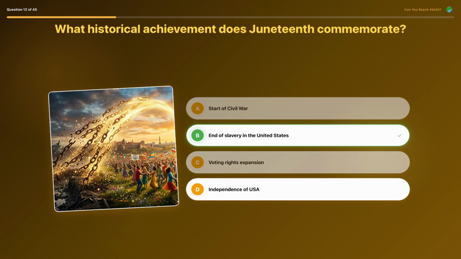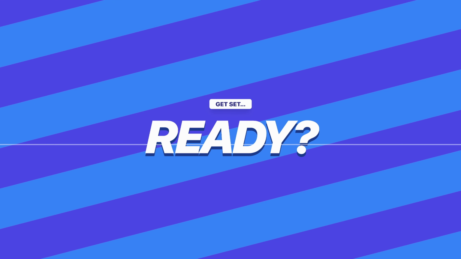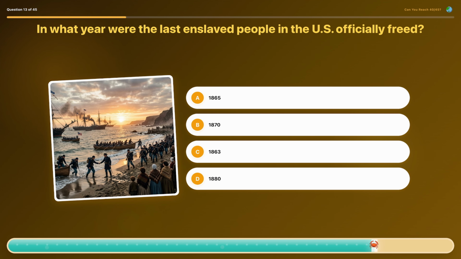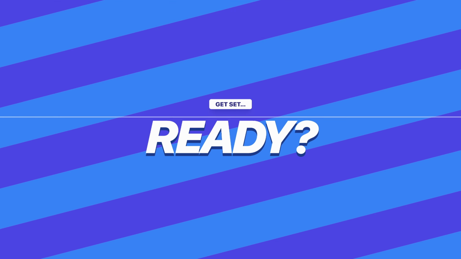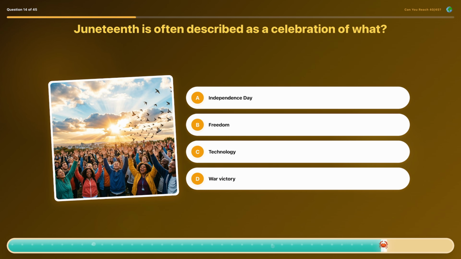End of slavery in the United States. In what year were the last enslaved people in the U.S. officially freed? 1865. Juneteenth is often described as a celebration of what? Freedom.